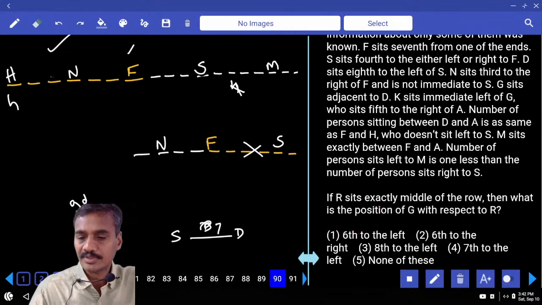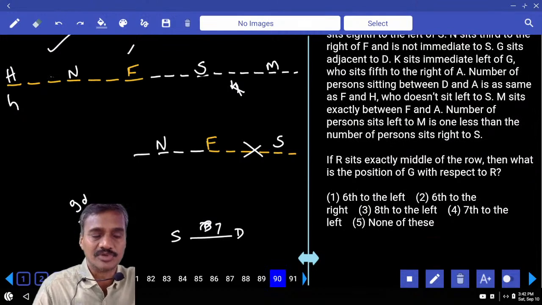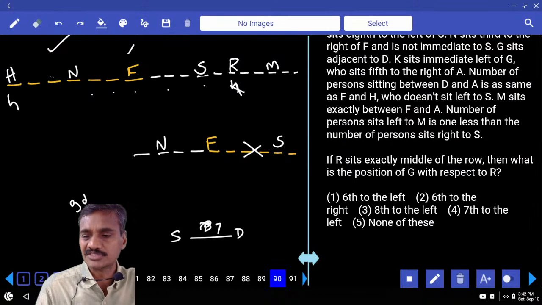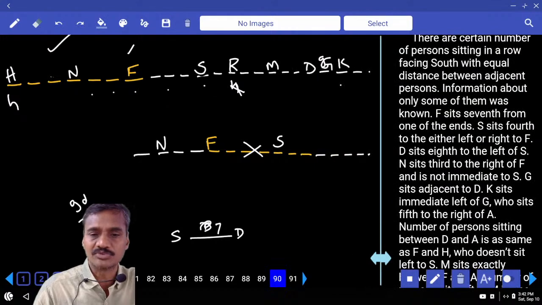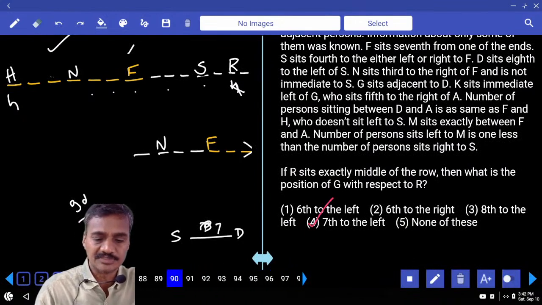And 90. If R sits exactly in the middle of the row, means the total number of persons was how many? A total of 25 or 24? 25. 25 means 13th place. 3, 4, 5, 6, 7, 8, 9, 10, 11, 12, 13. R is at this place. R sits exactly in the middle of the row. Then what is the position of G with respect to R? 1, 2, 3, 4, 5, 6, 7. Now 7th to the left, that is the choice for question number 90.